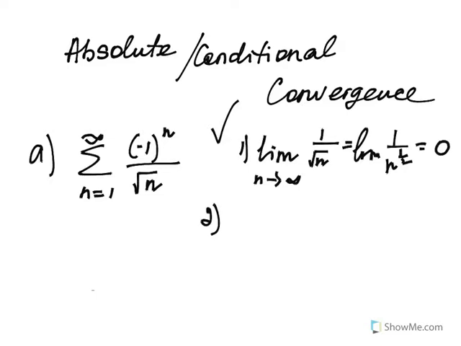Second condition, you need to make sure this inequality takes place. And yes, it also works. So that means this alternating series converges by the alternating series test.